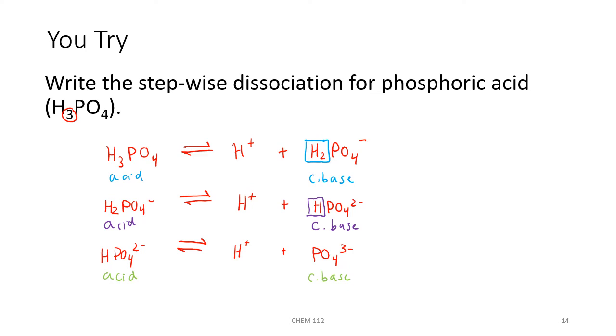So for this dissociation, there would be 3 individual steps and 3 individual acid ionization constants. So we could look up Ka1. Ka1 would correspond to the Ka for phosphoric acid. We could look up Ka2. Ka2 would correspond to dihydrogen phosphate as an acid. And Ka3 would correspond to the hydrogen phosphate ion as an acid.